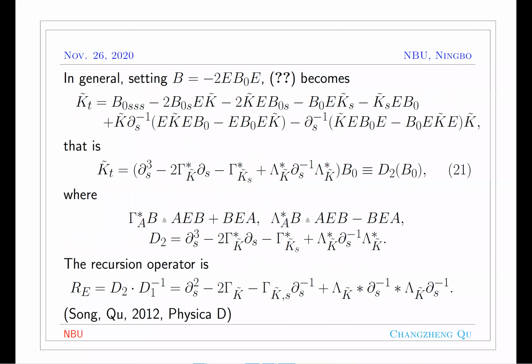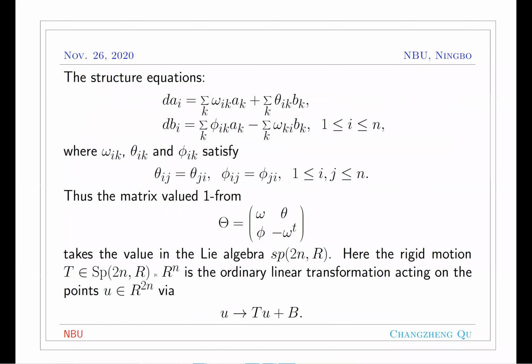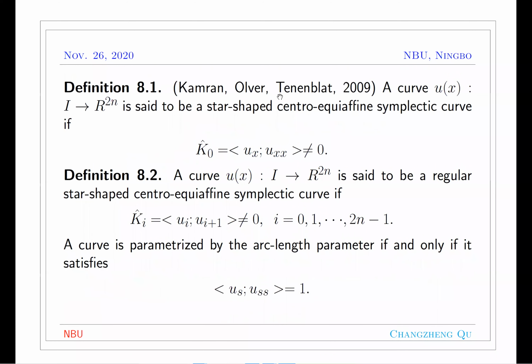We can also study the invariant integrable curve flows in the affine symplectic case. In the affine symplectic curve case, the frame is the same as in the central equi-affine case. This was constructed in the paper by Cameron Olver and Tannenblatt. They also defined the star-shaped central equi-affine symplectic curve, if they satisfy this, where X is the free parameter.